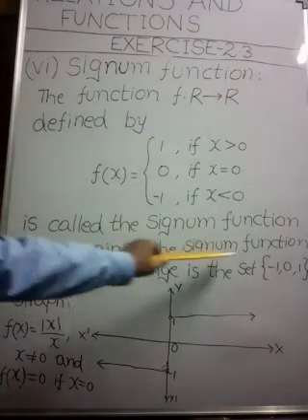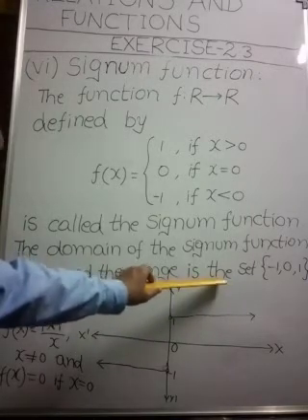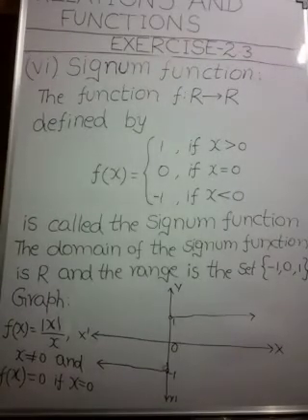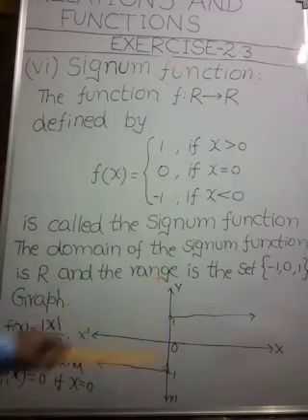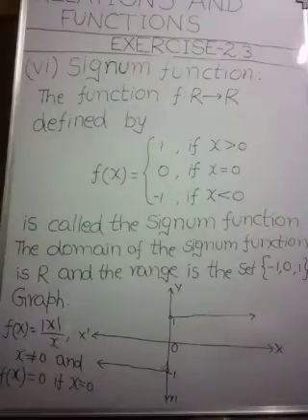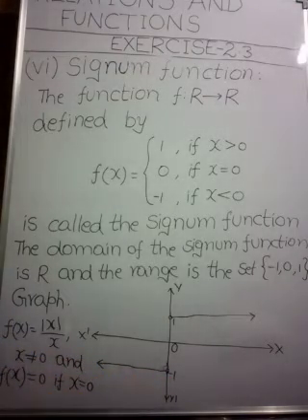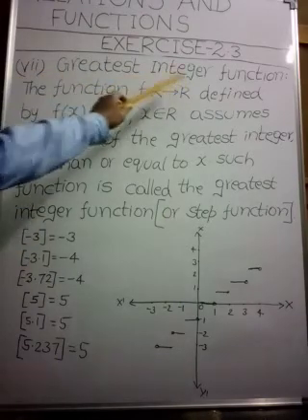The domain of the signum function is R, and the range of the signum function is the set {minus 1, 0, 1}. Only 3 elements are there in the range of the signum function, and this is the graph of the signum function. See here y is equal to 1, here it is parallel to x axis, here y is equal to minus 1, here it is parallel to x axis. Okay, my dear children, understood this function, signum function? Right.